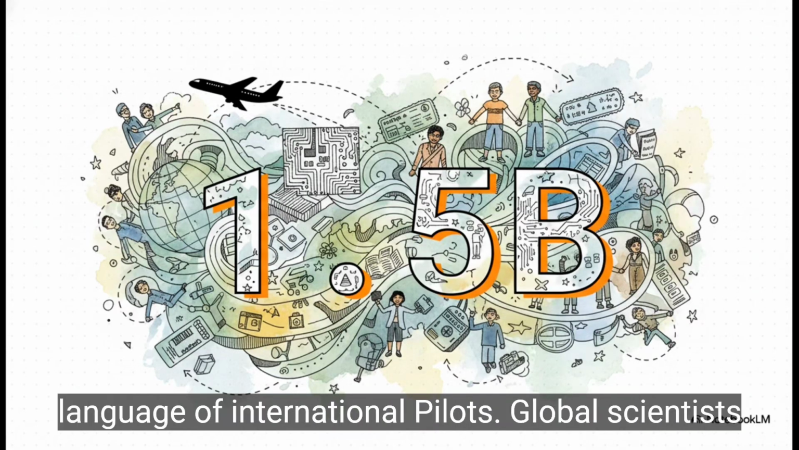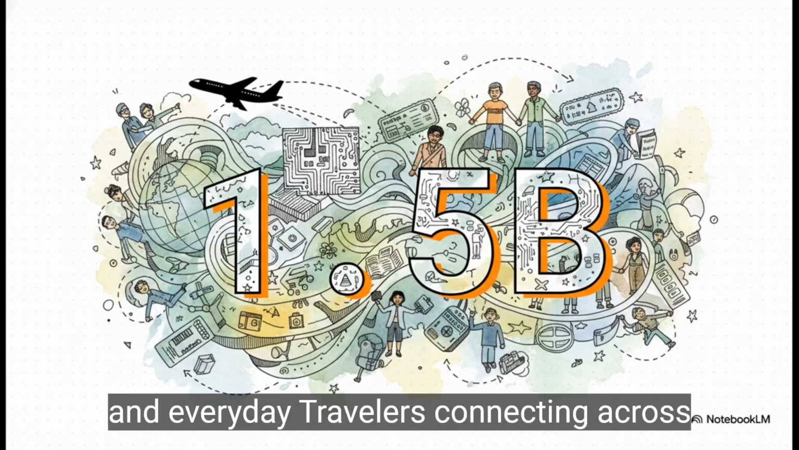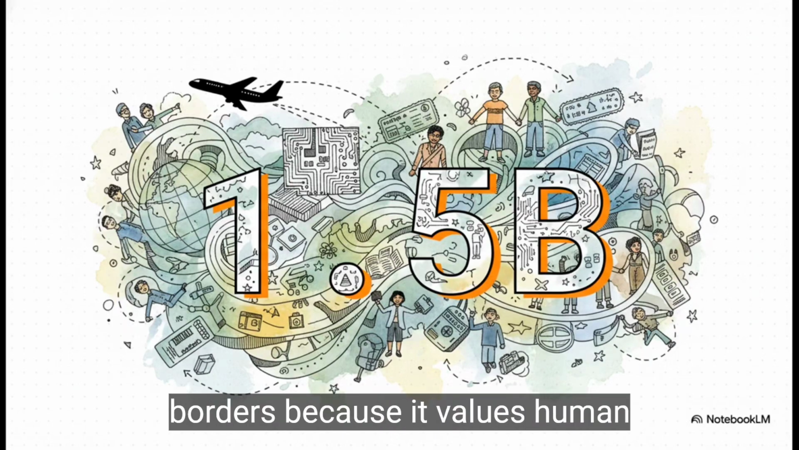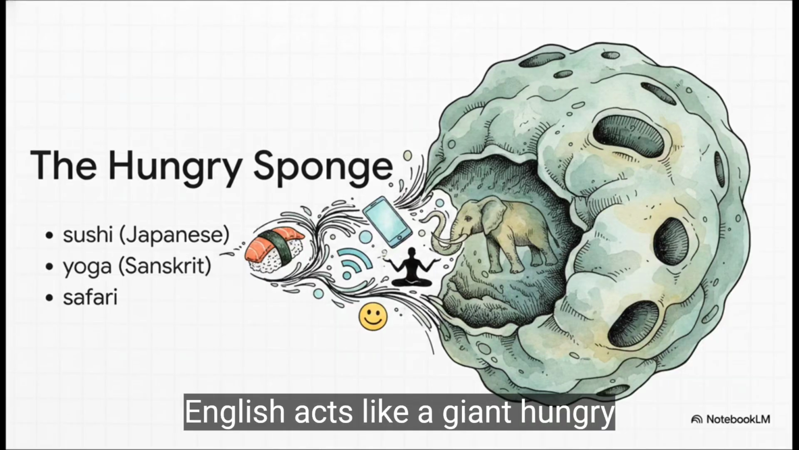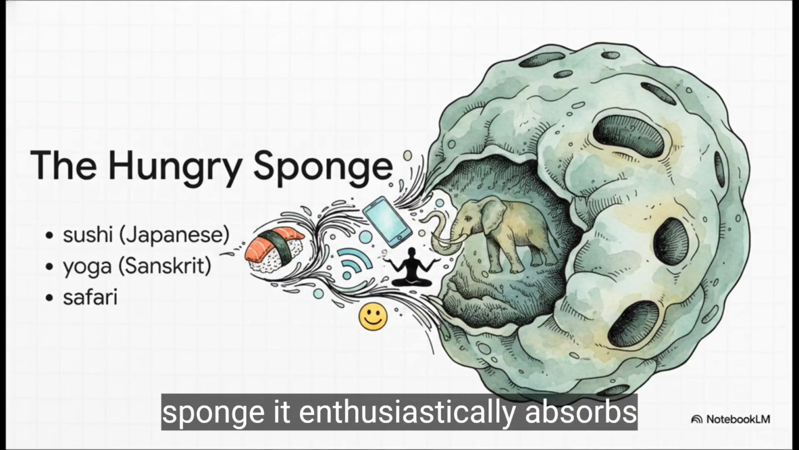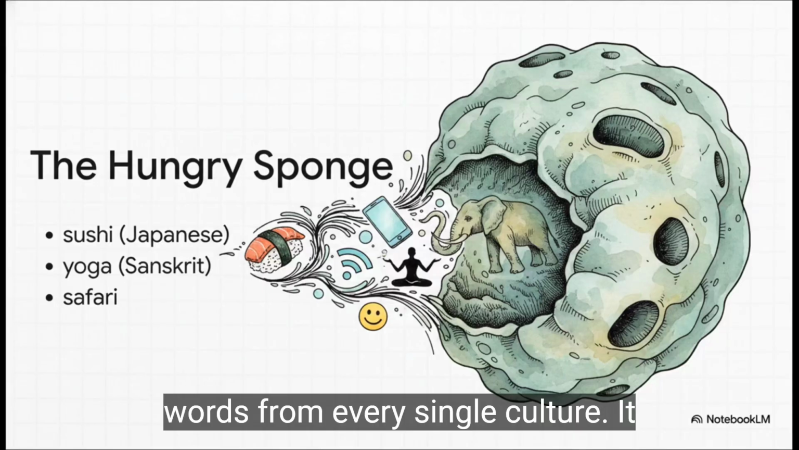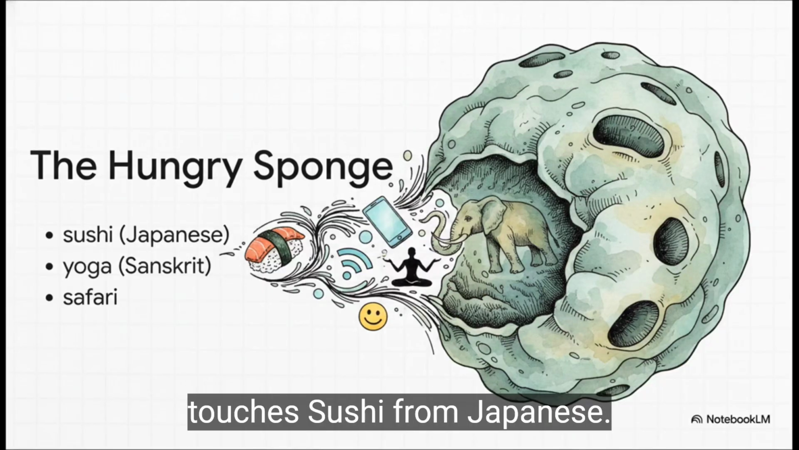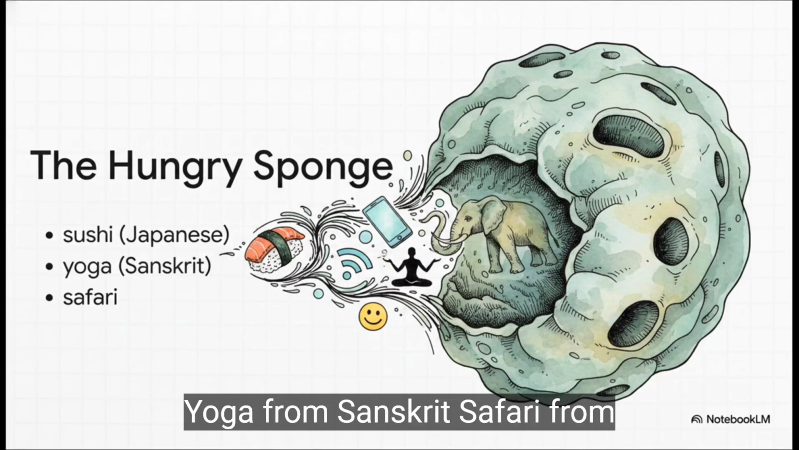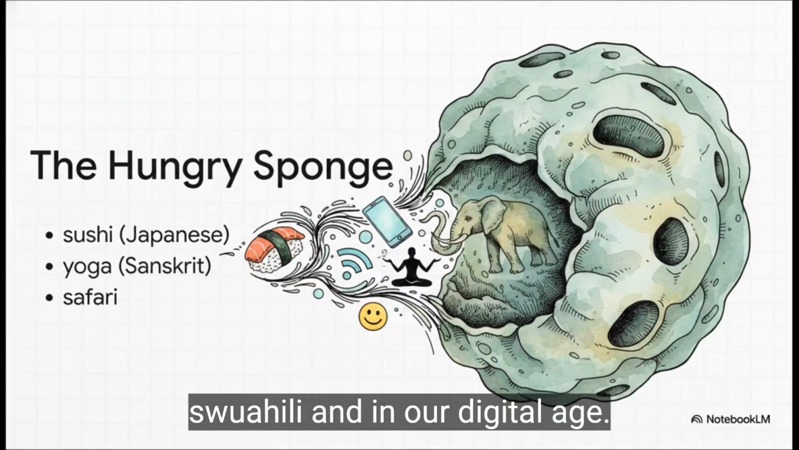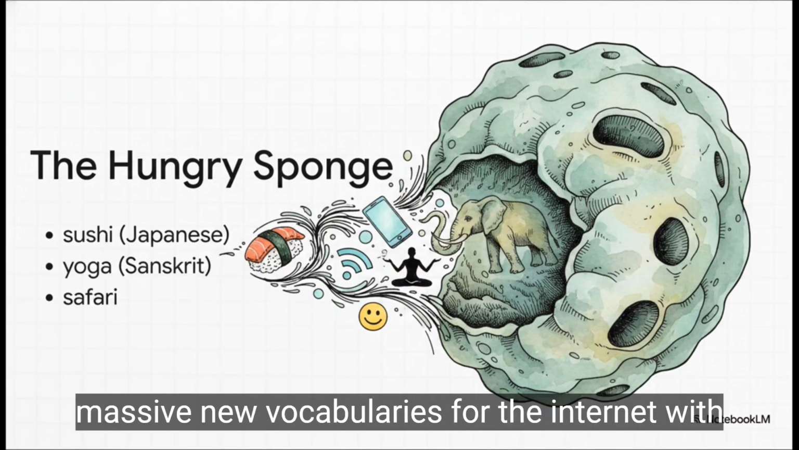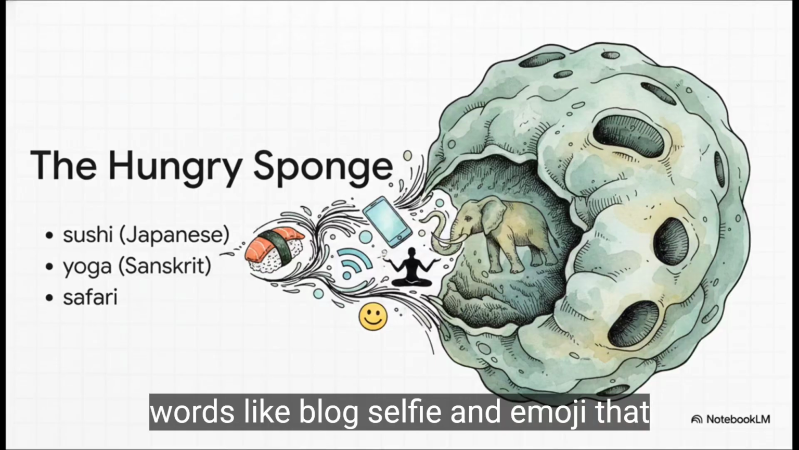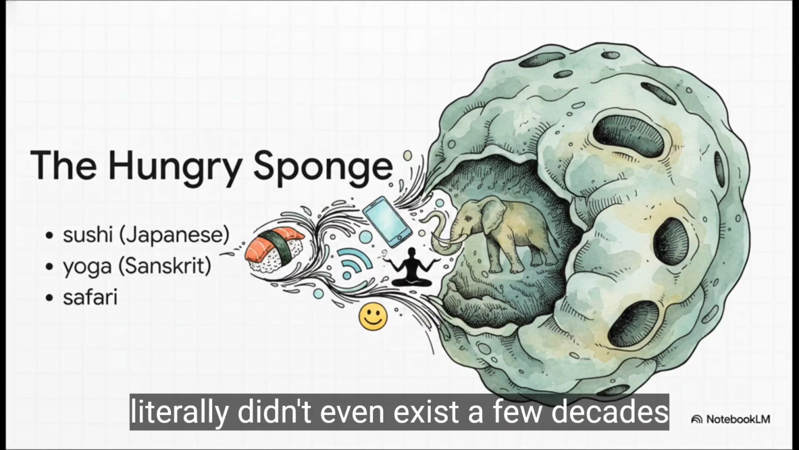It's the language of international pilots, global scientists, and everyday travelers connecting across borders. Because it values human connection over rigid perfection, English acts like a giant hungry sponge. It enthusiastically absorbs words from every single culture it touches. Sushi from Japanese, yoga from Sanskrit, safari from Swahili. And in our digital age, it's evolving at lightning speed, creating massive new vocabularies for the internet, with words like blog, selfie, and emoji that literally didn't even exist a few decades ago.